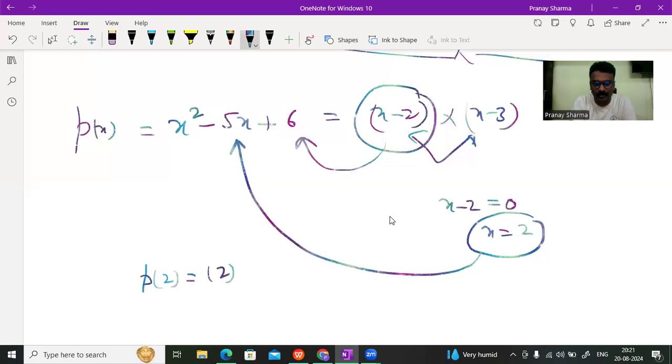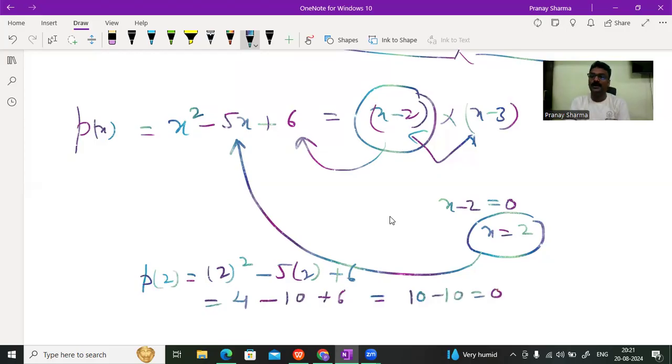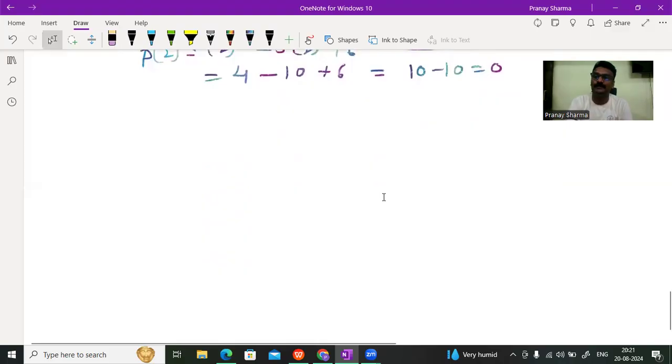which will be 2 square minus 5 times 2 plus 6. What this will be? 4 minus 10 plus 6. Now what this will become? 10 minus 10, that means that is nothing but 0. So that means if we are substituting the value of factor in our expression, right, we'll get the remainder as 0. I'll give you this example with the help of a numerical example, right?